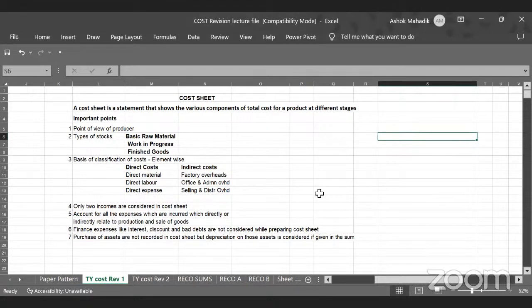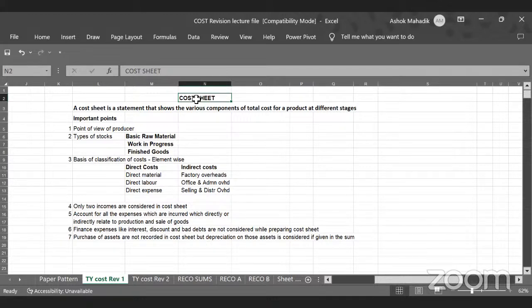Okay, so let us start again with the chapter cost sheet. As I told you, a cost sheet is a statement which contains all the costs which are incurred for producing a product or rendering a service. Normally, you have to deal with the product only. Now, for this chapter, there are some important points which one should keep in mind while solving the sum.